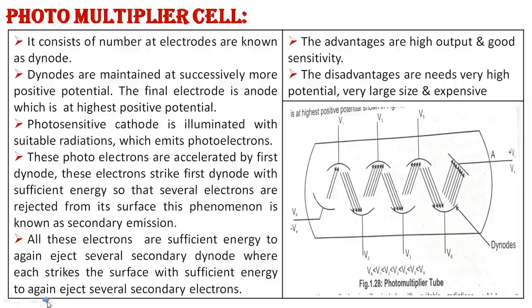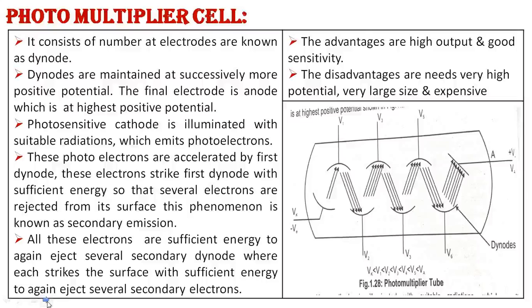This electron strikes the first dynode with sufficient energy so that several electrons are ejected from its surface. This phenomenon is known as secondary emission. All these electrons have sufficient energy to again eject several secondary electrons from the next dynodes, where each strikes the surface with sufficient energy to again eject several secondary electrons.